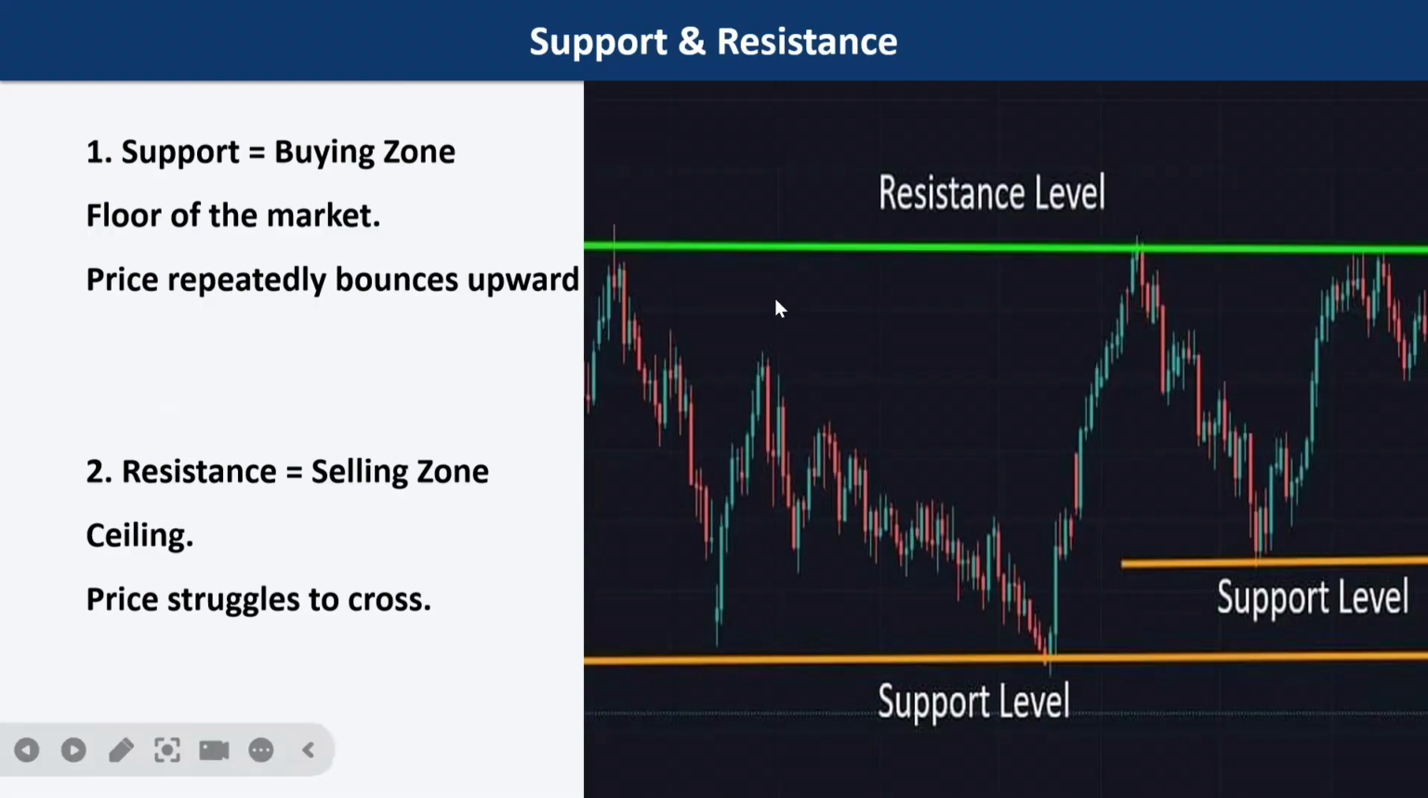So here you can see, support means what? Buying zone. It is the floor of the market and price repeatedly bounces upward. And resistance. What is resistance? Selling zone. It is like the ceiling of the room and the price struggles to cross. So after support and resistance, now we know where prices may stop or reverse. Let's see how we can identify the overall market trend using moving averages.